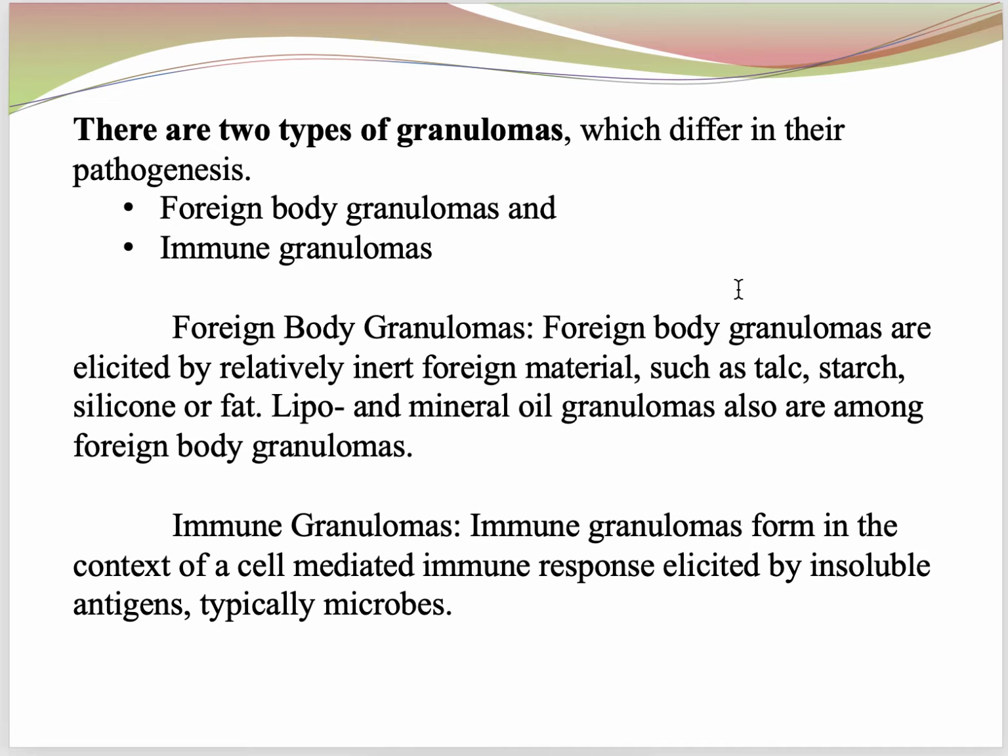So, what are foreign body granulomas? Foreign body granulomas are elicited by relatively inert foreign materials such as talc, starch, silicon, or fat, etc. Lipo and mineral oil granulomas are also among foreign body granulomas. So now, what are immune granulomas? Immune granulomas form in the context of a cell-mediated immune response elicited by insoluble antigens, typically microbes.